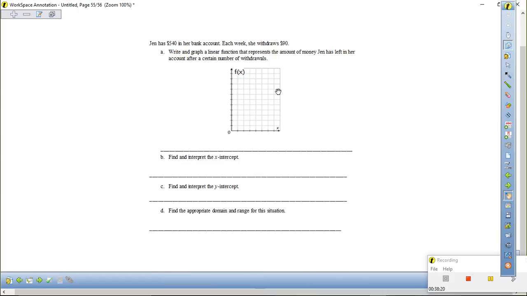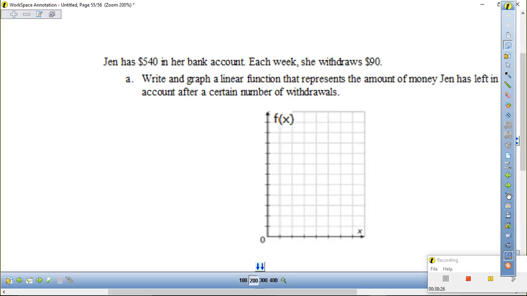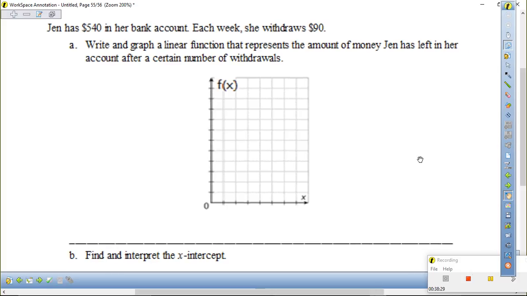It says, let me zoom in for this one. Jen has $540 in her bank account. Each week, she withdraws $90. Write and graph a linear function that represents the amount of money Jen has left in her account after a certain number of withdrawals. So, they're asking to write a what? A linear function. And what are we going to use? F of x.